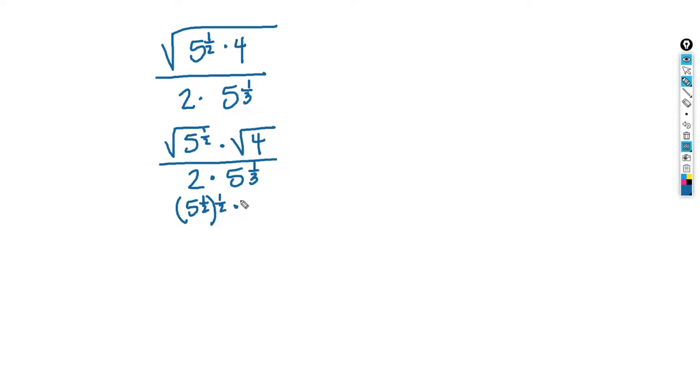Now the second part, the square root of 4, well, we should know that the square root of 4 is 2, because 2 times itself is 4. And again, I'm going to leave the denominator just how it is for this step. All right, now I'm going to deal with this 5 to the 1/2 power to the 1/2 power. So when you're raising a power to a power, you're going to multiply those two powers together. So this is going to become 5 to the 1/4 power. And I'm going to leave everything else the same for this step.